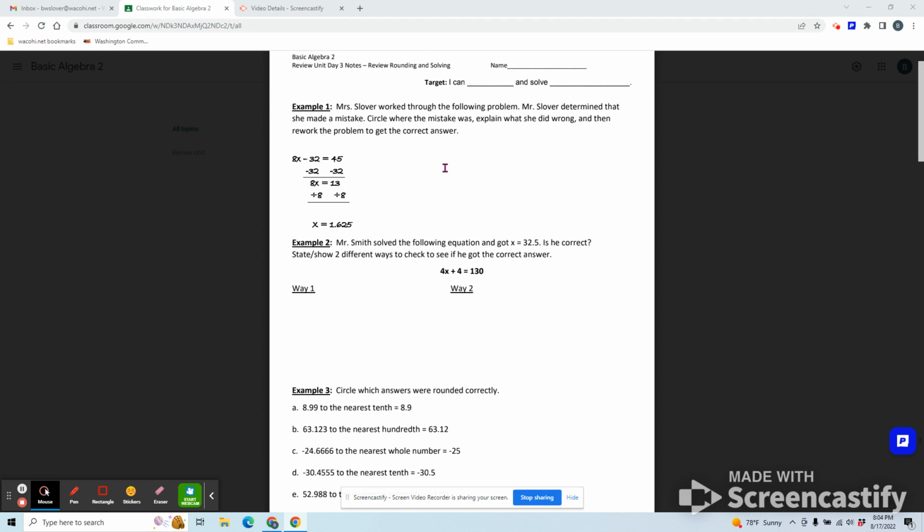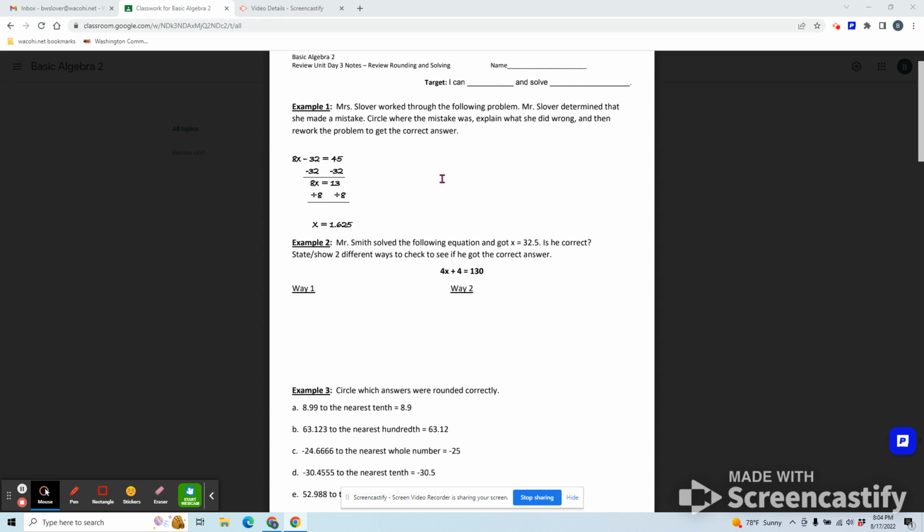So it says Mrs. Slover worked through the following problem. Mr. Slover determined that she made a mistake. We got to circle where the mistake was, explain what she did wrong, and then rework the problem. Okay, so there's a lot going on there. Circle where the mistake was.